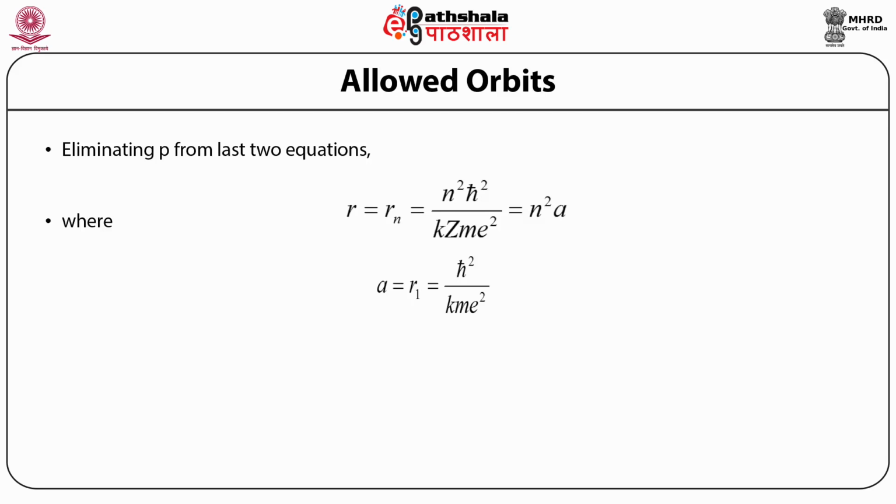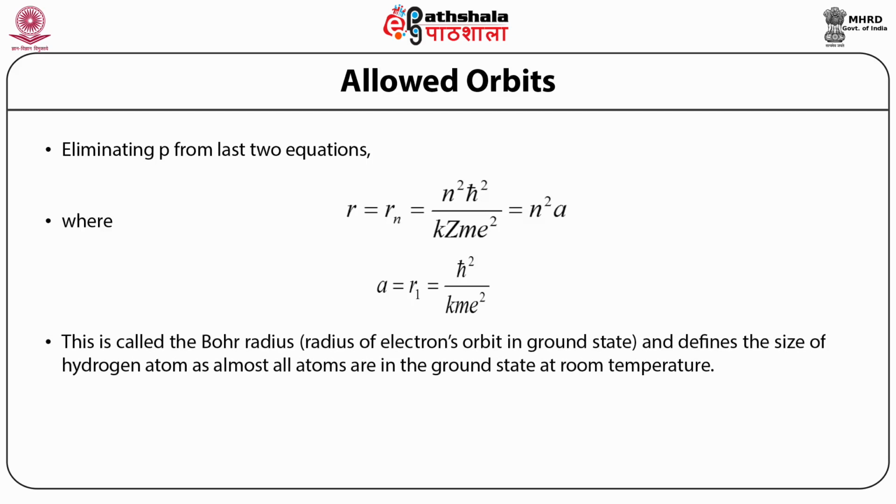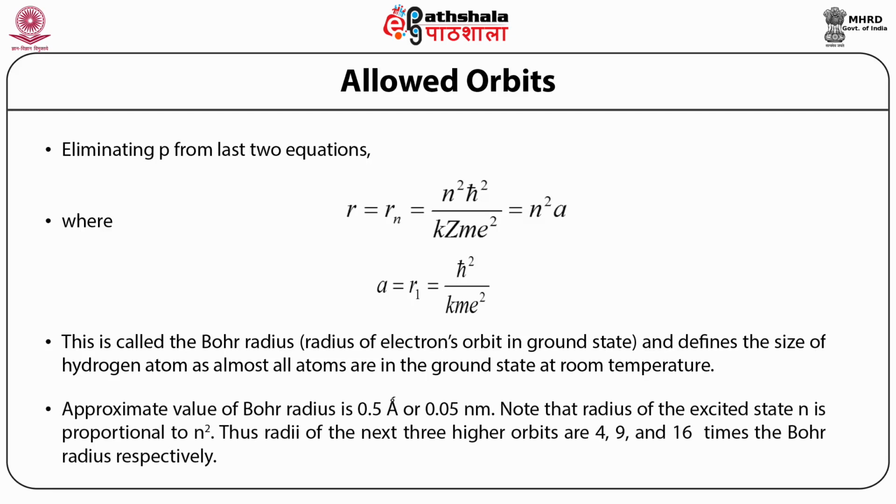So this radius a, well, that is the radius of the hydrogen atom in the ground state, or the radius of the electron in the ground state of the hydrogen atom. And this radius is a very important length, and this is called the Bohr radius. That is the radius of the electronic orbit in the ground state. And this defines really the size of the hydrogen atom. This is about half an angstrom unit, or 0.05 nanometer.